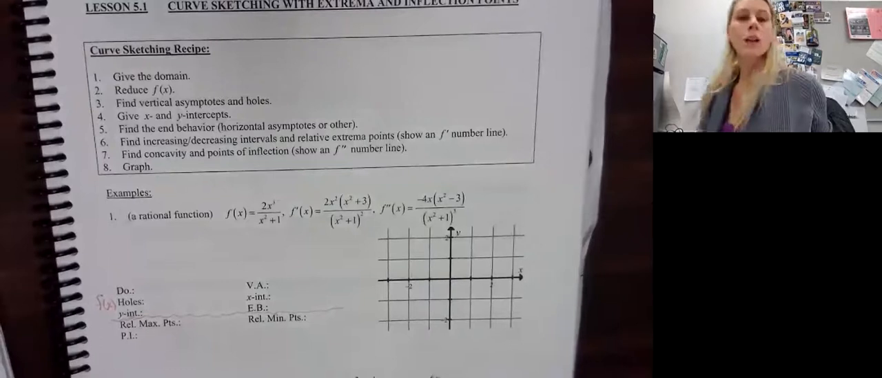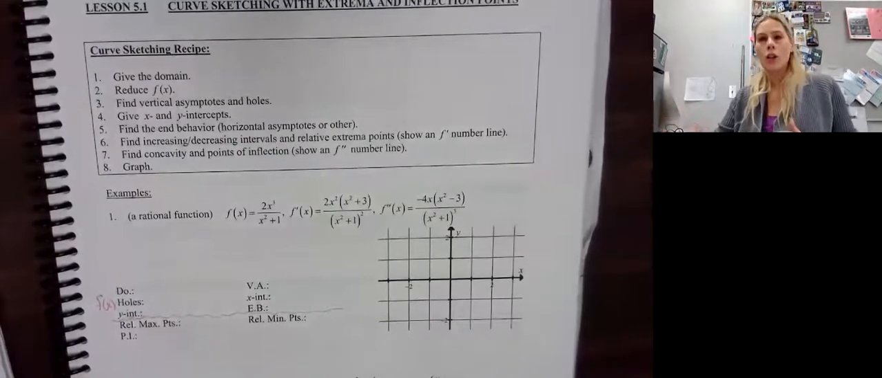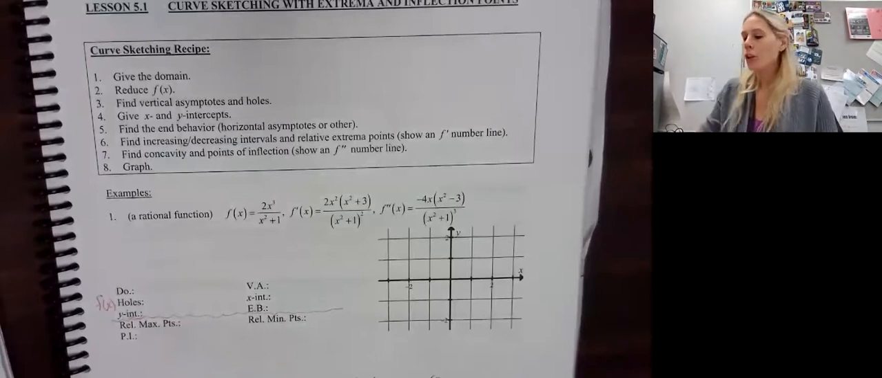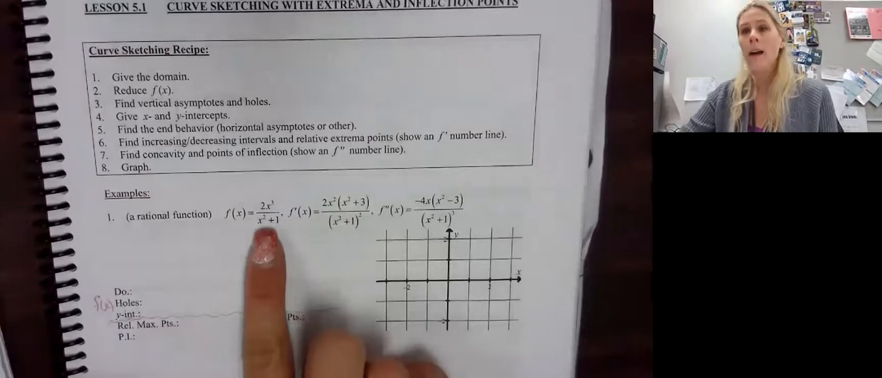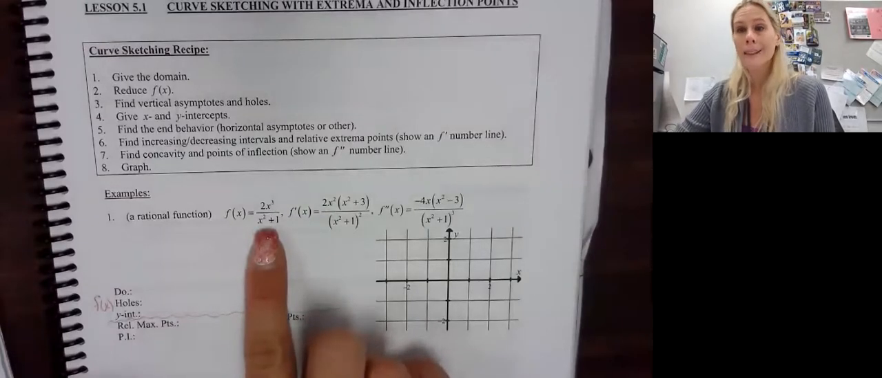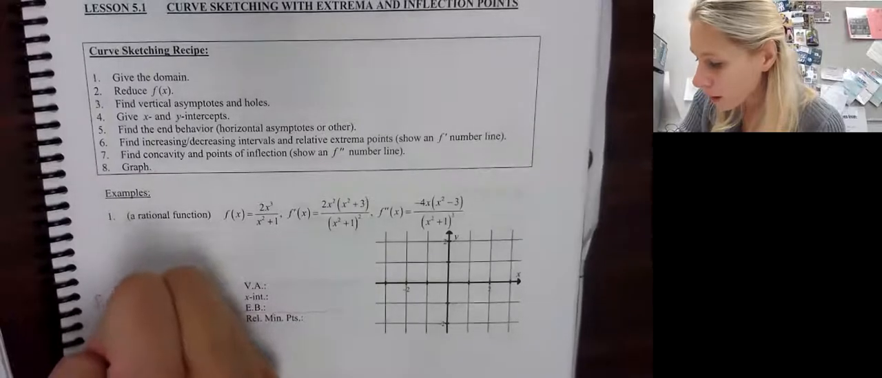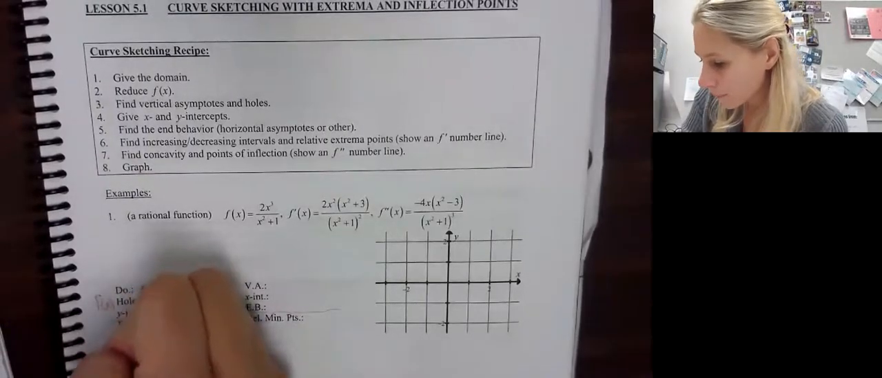Okay, domain. Domain are all the x values that it happens. So we want to look at what can't happen. What can't happen is a negative under a radical or a 0 in the denominator. But if you look at the denominator right here, any number we square will be a positive number, and when we add 1 it will be a positive number. So it won't ever be 0. So the domain for us is all real numbers.